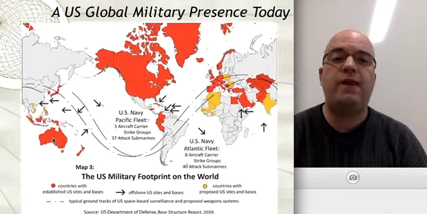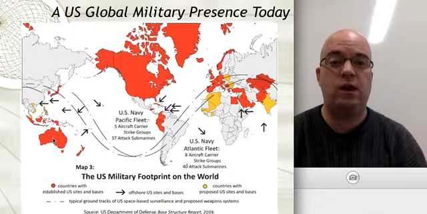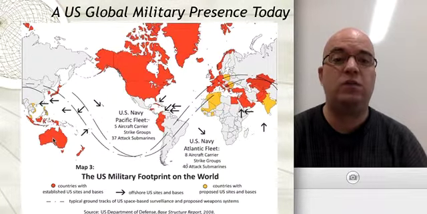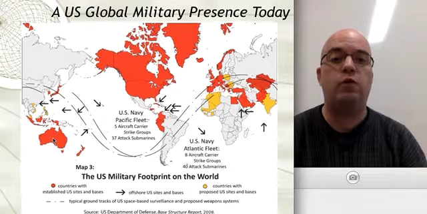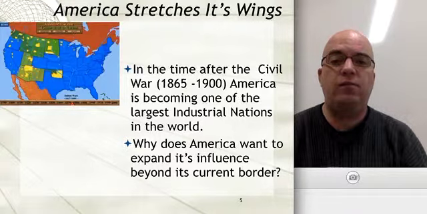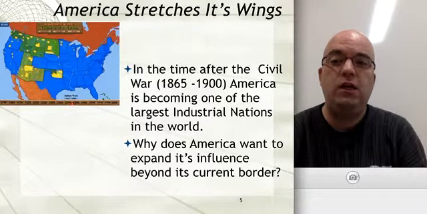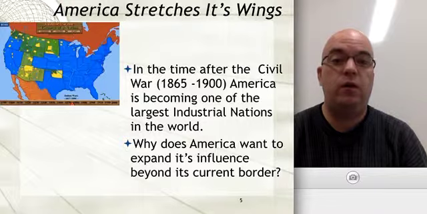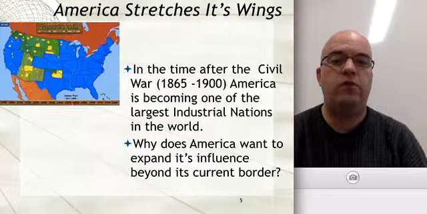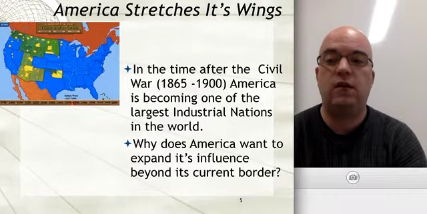So the question we have to ask ourselves is, how did America get to this point of having such a large global presence, both through our military strength and through our diplomatic relations with countries around the globe? That story begins after the American Civil War. In the period between 1865 and 1900, we became one of the largest industrial nations in the world. The question is, why did we want to expand our influence to other nations? That's what we're going to be looking at in this lecture, and we'll be discussing it in class.